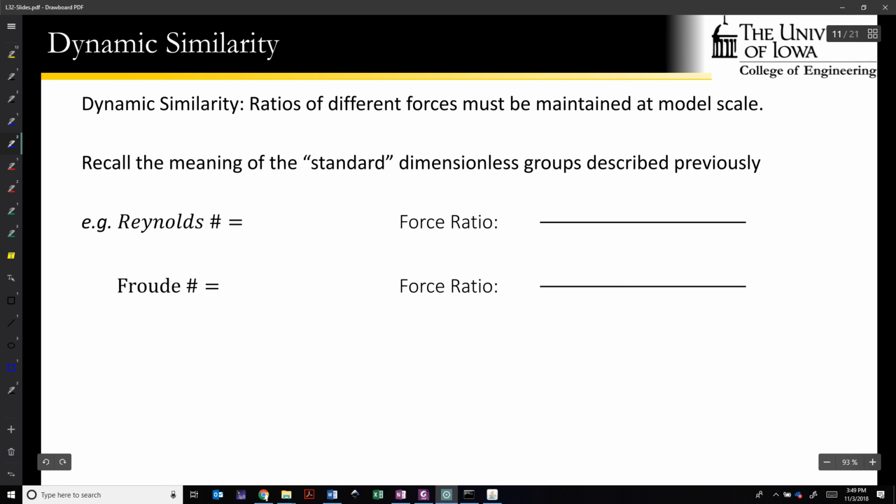The second of these similarity requirements is what we call dynamic similarity. And the idea here is that we need the ratios of types of forces to be maintained at model scale and at full scale. So this is where this table that I showed in the very first slide comes back into play. For example, the Reynolds number, which is written as V rho L over mu, is a ratio of inertia to viscous forces. Similarly, the Froude number, which is V over the square root of GL, is a force ratio between inertia and gravitational force.